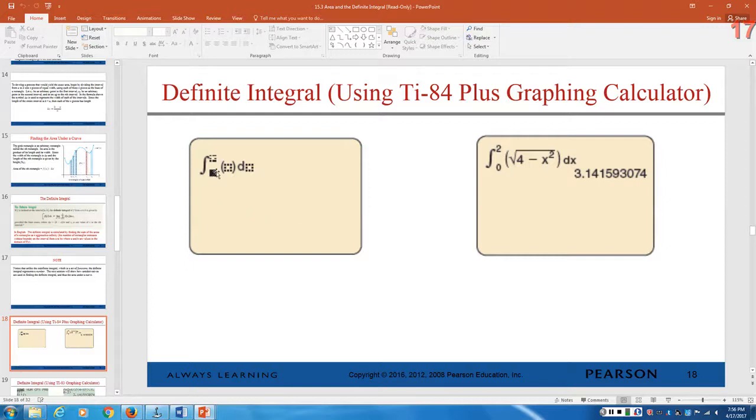what I do is I start at 0 and I go to 2 by filling in 0 and 2. It's always the beginning from the bottom to the top, or from the smaller to the larger. What's on the bottom is the smaller one, what's on the top is the larger one. And then put your function in. And it already supplies you with the d, so what you have to put in is, this is with respect to x. Okay? So you'll plug those in and hit enter, and it will tell you that the answer is 3.141593074, which is almost exactly pi.